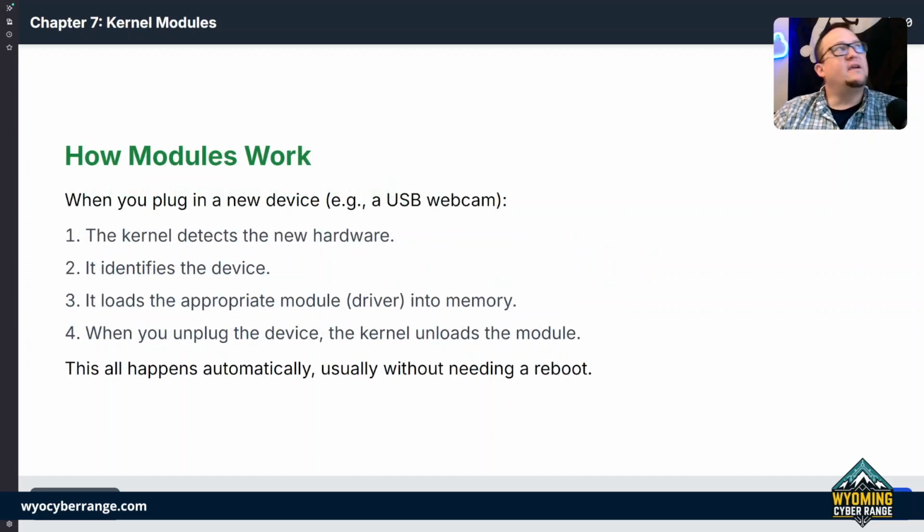So let's say we plug in a brand new USB webcam. The kernel is going to detect new hardware. It's going to then identify that device. It will load the appropriate module into memory. And then when we unplug it, it will unload that module. So this will also save us on resources, and this is the way that Linux kernels are very modular. You can do all of this automatically without rebooting the system.